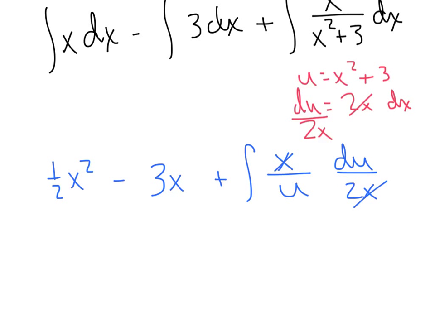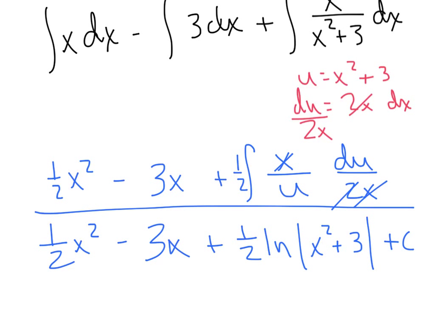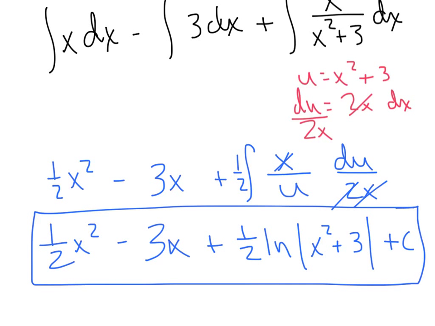Kill those x's, pull out the coefficient, stay organized, stay crisp and clean. Don't let yourself make any careless mistakes right here. And the antiderivative is going to be the natural log of u. And we got a little plus c. So there it is, ladies and gentlemen. There's one big antiderivative.